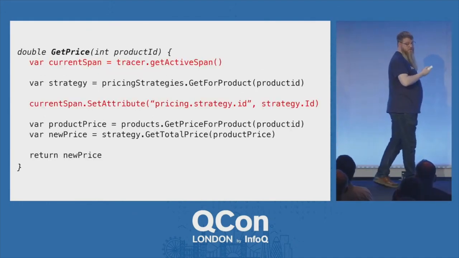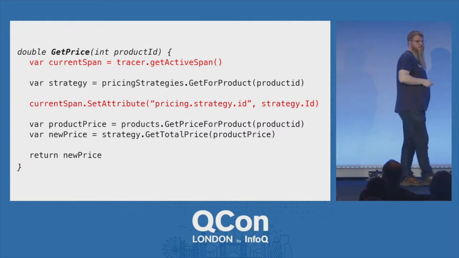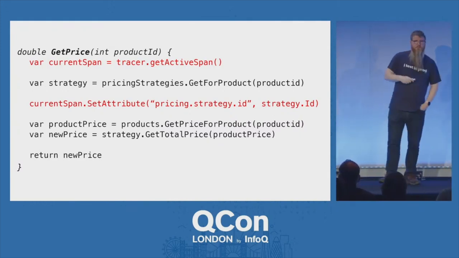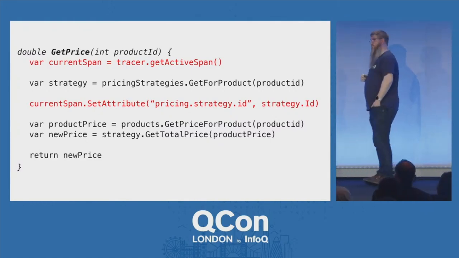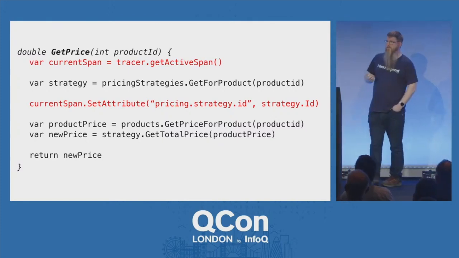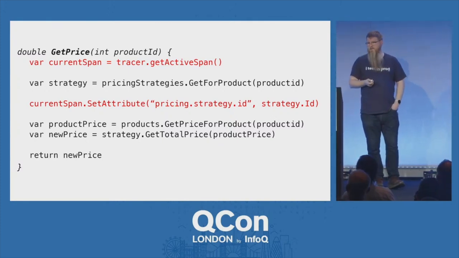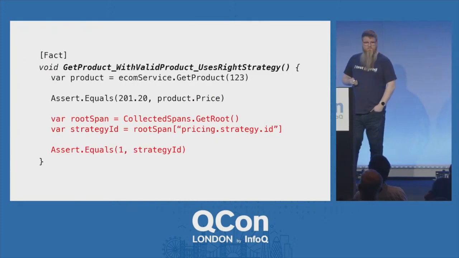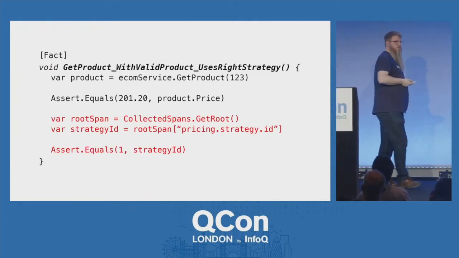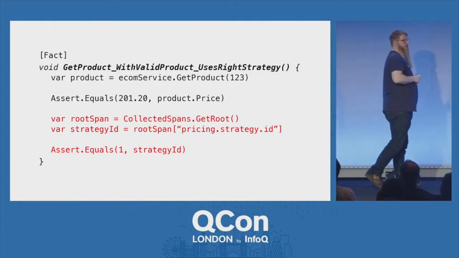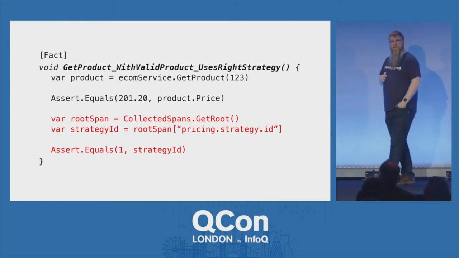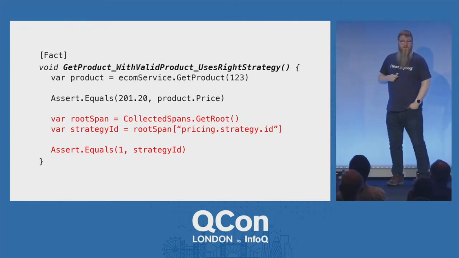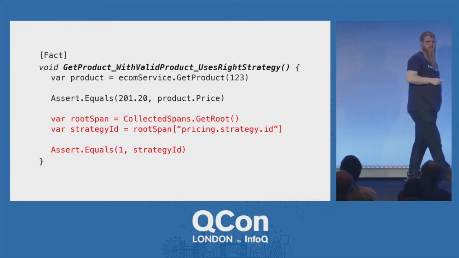Now, what we can do is we can say, well, let's get the current span that's running, and then let's set our product strategy ID on our span. And what that means is when we go and then write the test, well, now we can go and work out what spans were emitted for this particular test, and then make sure that the strategy ID has come out, and then make sure it's using the right strategy ID.